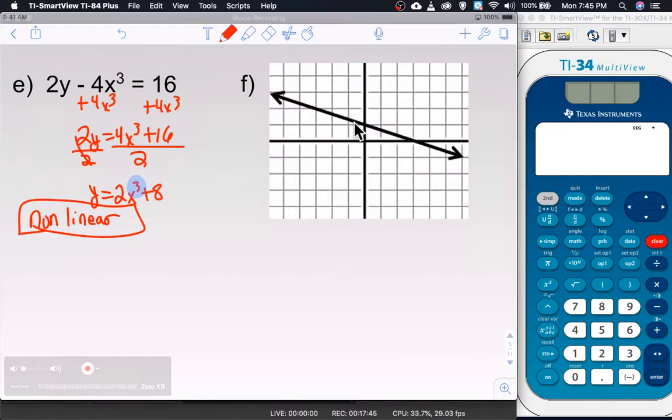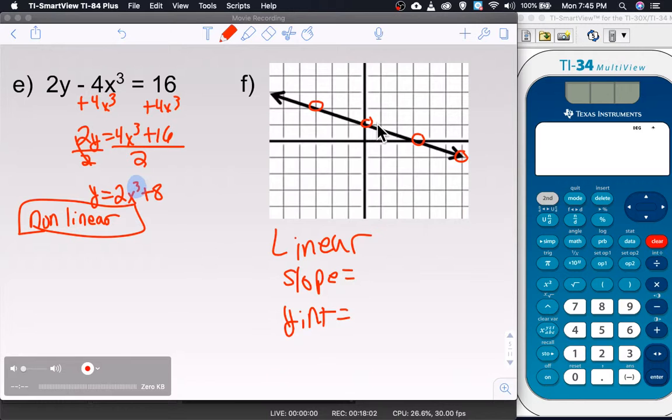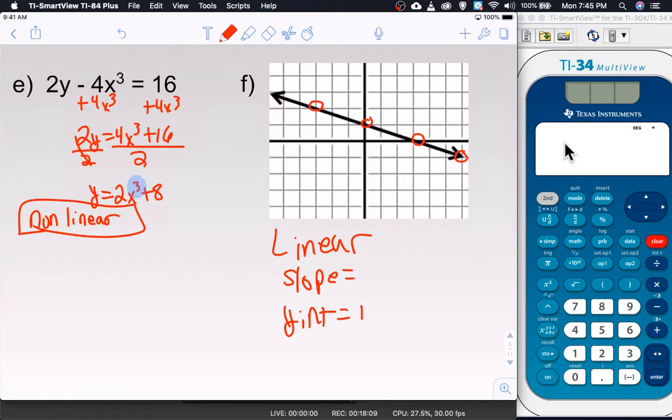Letter F. Well, that's very clearly linear. I can see it from here. It is a straight line, and I can find my slope and my y-intercept by looking at the picture. The y-intercept is positive 1 right there. My slope is down 1 over 3, down 1 over 3, down 1 over 3.